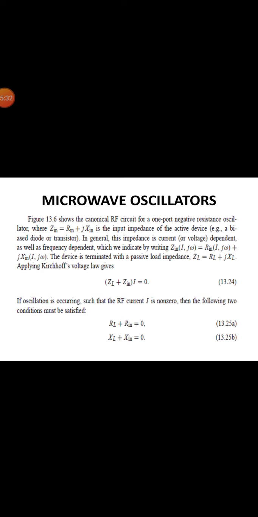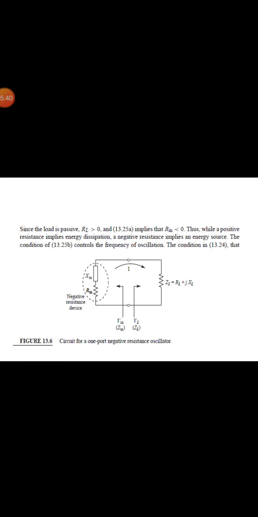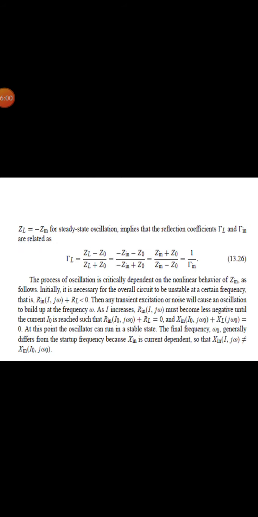We can simplify the analysis by assuming real input and output impedance of the transistor, defined by Gi and Go respectively. Taking this circuit, since the load is passive and RL is greater than 0, it implies that Rn is less than 0. Thus, while a positive resistance implies energy dissipation, a negative resistance implies an energy source. So, this condition controls the frequency of oscillation.